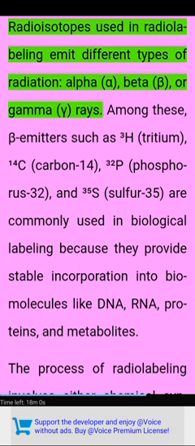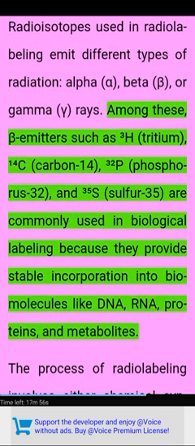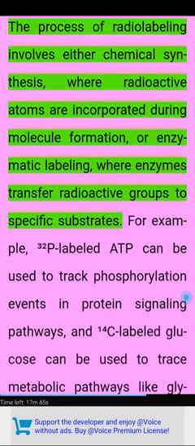Radioisotopes used in radiolabelling emit different types of radiation: alpha, beta, or gamma rays. Among these, beta emitters such as ³H (tritium), ¹⁴C (carbon-14), ³²P (phosphorus-32), and ³⁵S (sulfur-35) are commonly used in biological labeling because they provide stable incorporation into biomolecules like DNA, RNA, proteins, and metabolites.